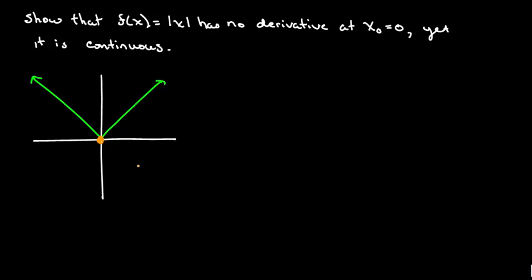Now, clearly the function's continuous. Let me show you why the function's continuous. If I take the limit as x approaches 0 of f of x, it should be equal to f at 0 if it's continuous. So let's look at this.